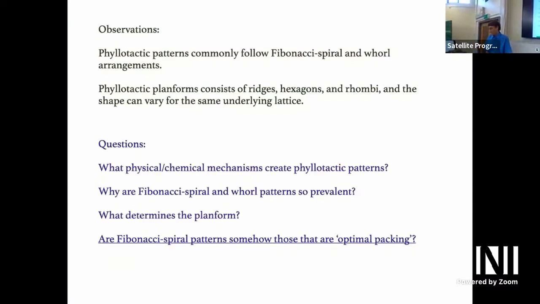So let's pause here and just look at our observations. Classical observations is the first one. Phyllotactic patterns commonly follow these Fibonacci spiral and whorl arrangements, that's when you get those ribs that go out rather than the nice spiral pattern. And then there's a plan form behind that.